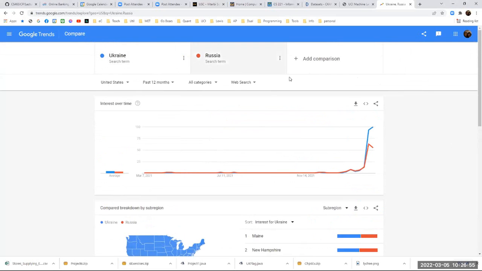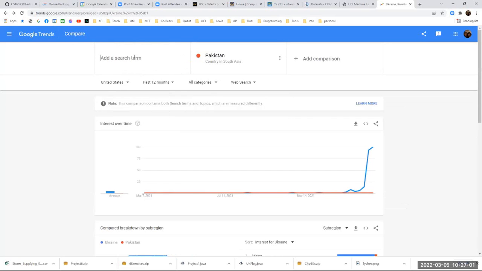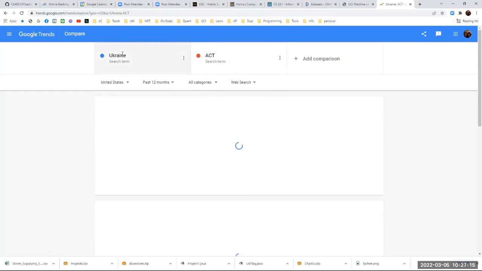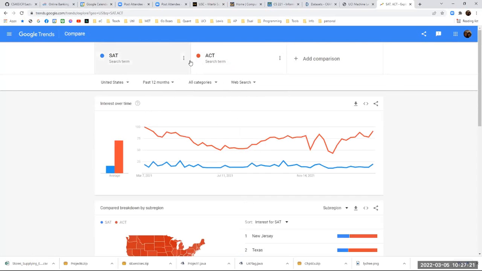So this is Google Trends. You can also do something else. You can also do SAT versus ACT comparison. This is the statistical data that Google collects of how many people search for a term.